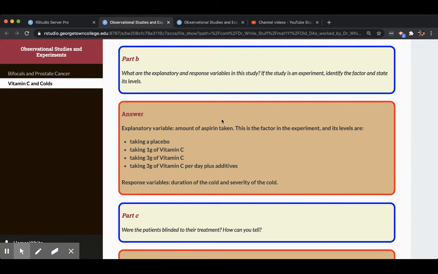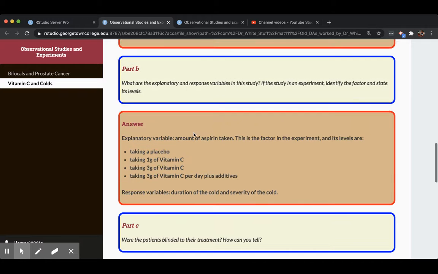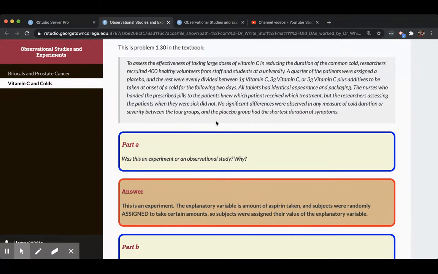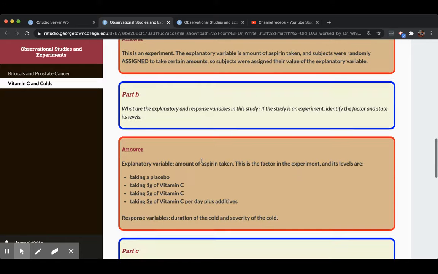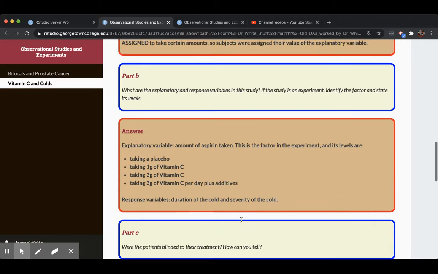Let's see. It's also asked in here, what are the response variables in the study? So looking into the scenario information, we see at the end, no significant differences were observed in any measure of cold duration or severity between the 4 groups. So it looks like they're measuring how long the colds are and how severe the colds are. So I think they've got two response variables there: duration of cold and severity of cold.